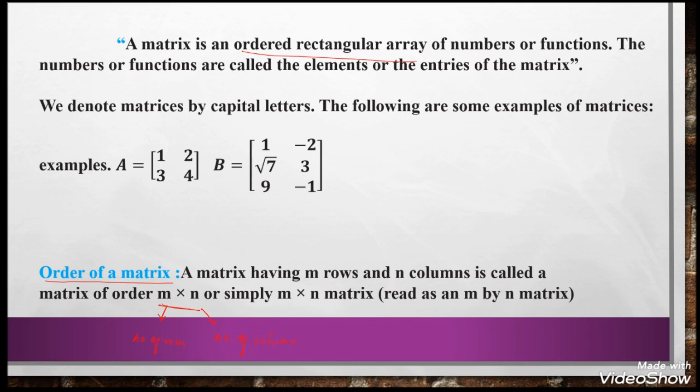We can read this as an m cross n matrix, or as an m by n matrix. Always write the number of rows first. While writing the order of a matrix, the first number denotes the number of rows and the second number denotes the number of columns.